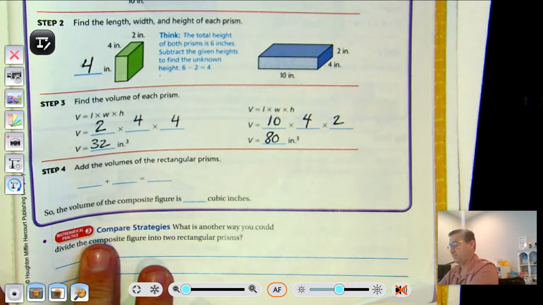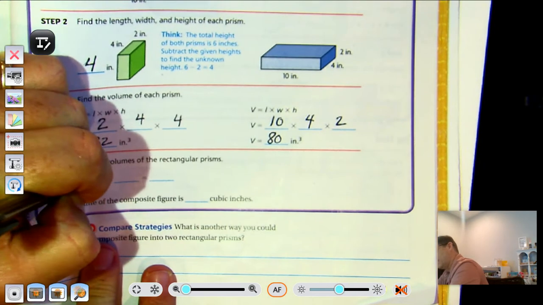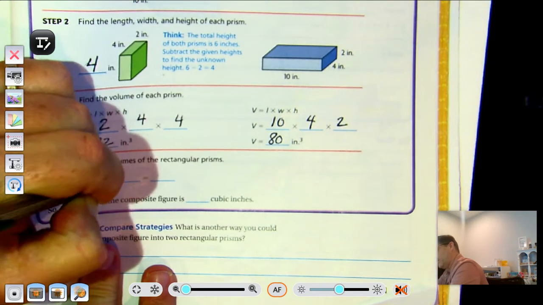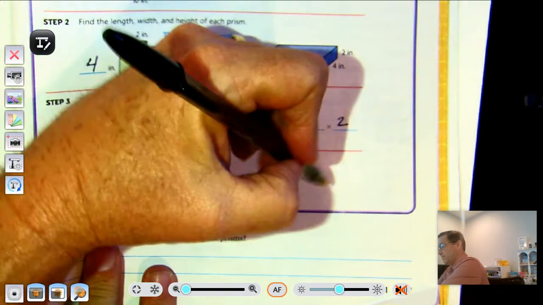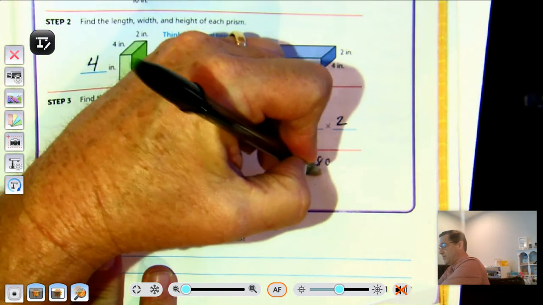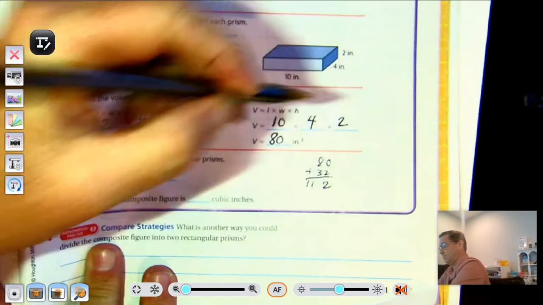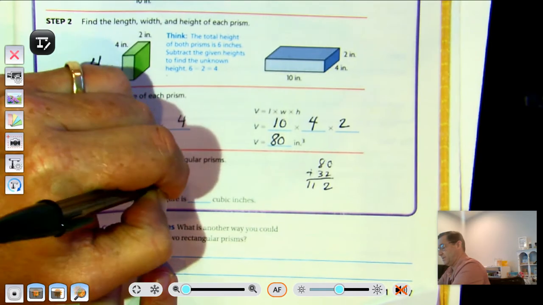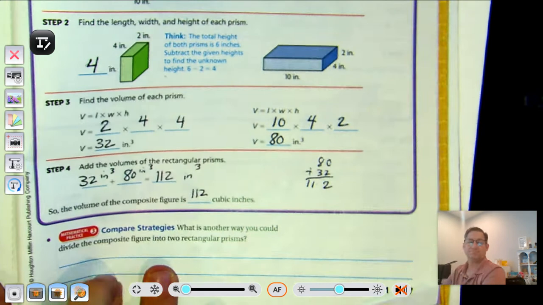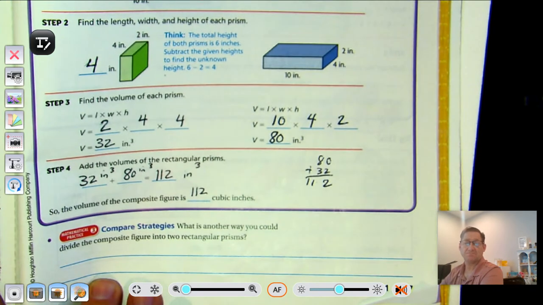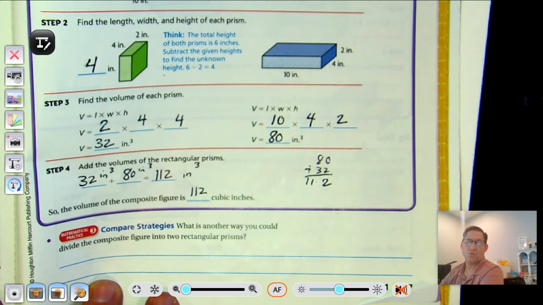So now we have both of our rectangular prisms' volumes. All I have to do is add them together. So 32 inches cubed plus 80 inches cubed. Okay, so 80 plus 32 would be 112 cubic inches. Okay, simple as that. All right, what is another way you could divide the composite figure into two rectangular prisms?